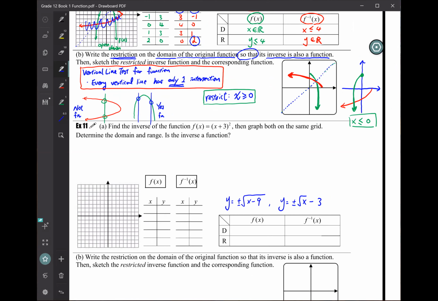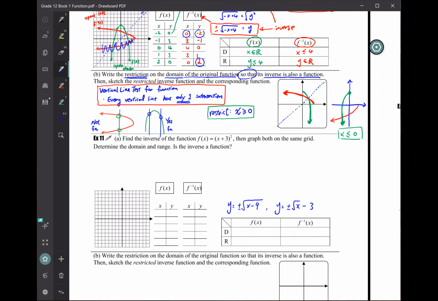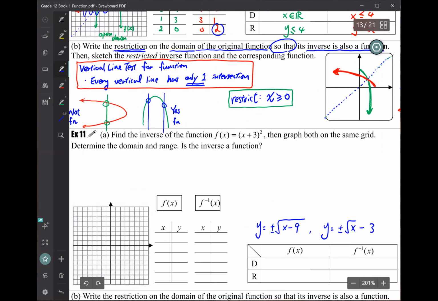Okay, let's check the steps. So step 1, you write f of x as y. So we'll have y equals x plus 3 squared. And for inverse, you must switch x and y. So Kylie, I'm gonna help you to catch up, all right? I'll guide you through. Kylie, turn on your mic. Okay, so we are going to swap x and y.